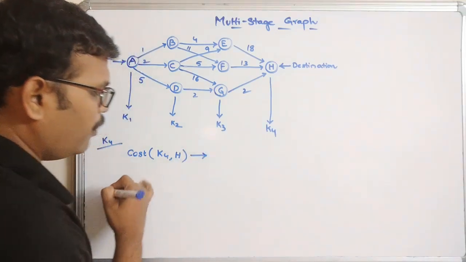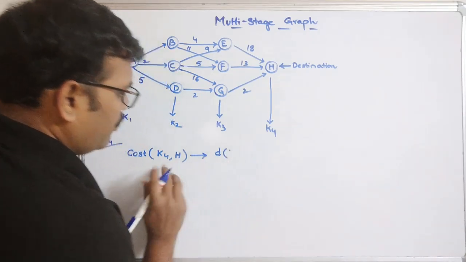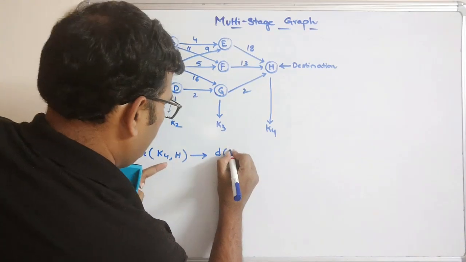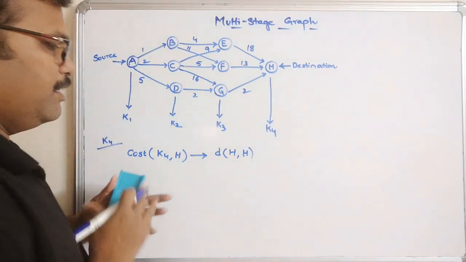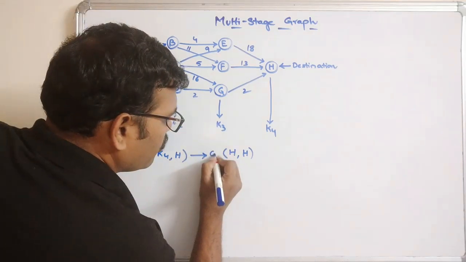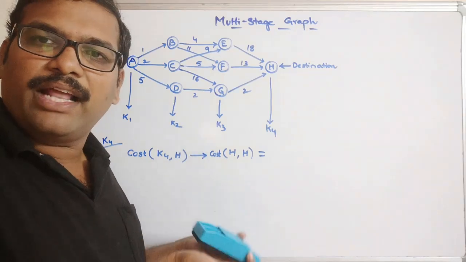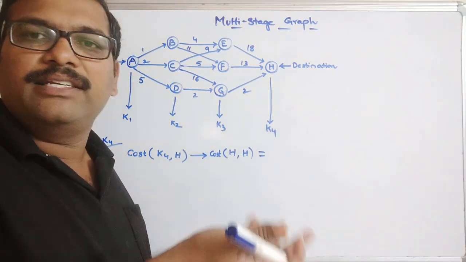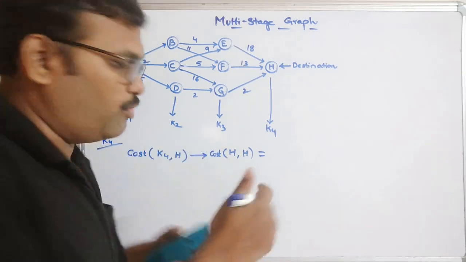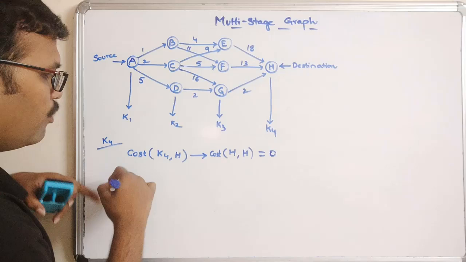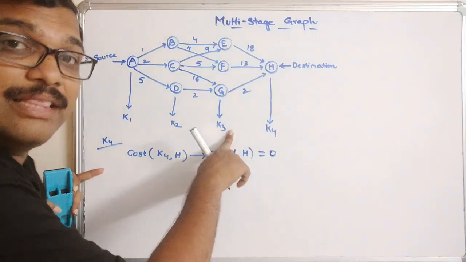So the formula will be the distance of H to H, which we can call the cost of H and H. If the source and destination are both equal, then obviously the weight is 0. So it will be 0. Now, any other vertex available in K4? No. Now we can move on to K3.